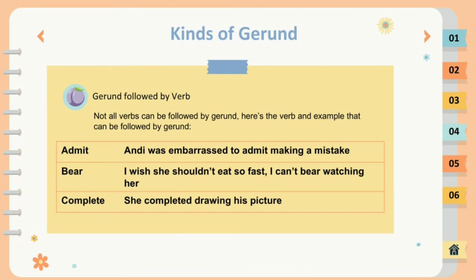Contoh selanjutnya itu bear. "I cannot bear watching her." Bear diikuti gerund yaitu watching. Selanjutnya itu complete. "She completed drawing his picture." Complete adalah verb. Setelahnya diikuti oleh gerund yaitu drawing. So "she completed drawing his picture" is the last example of kinds of gerund followed by verb.